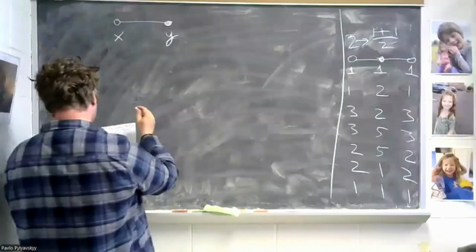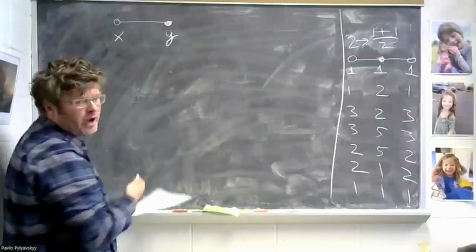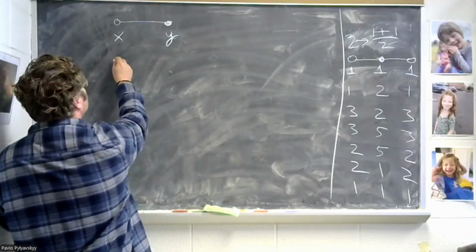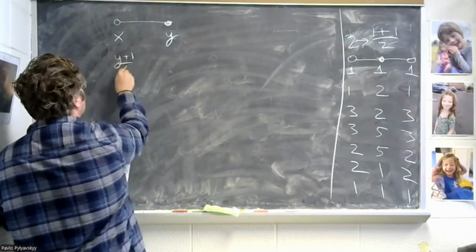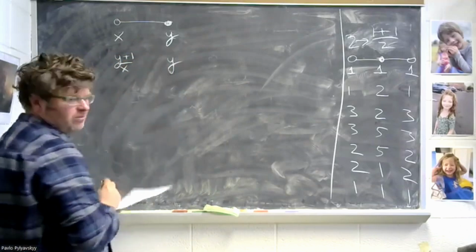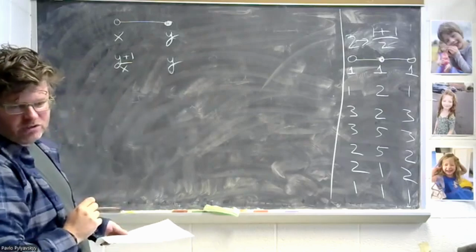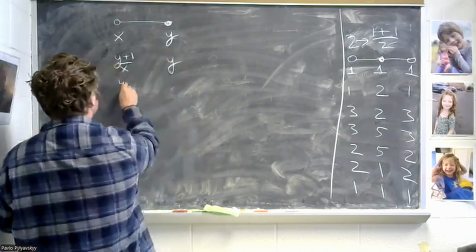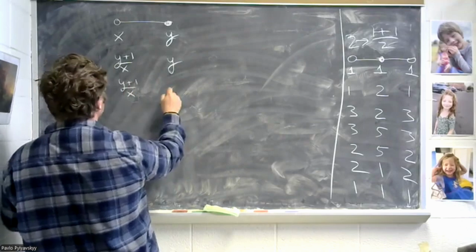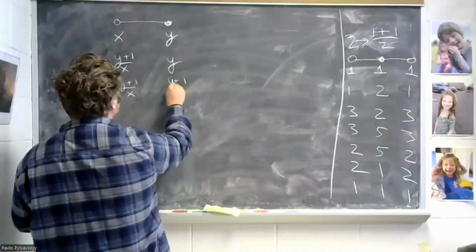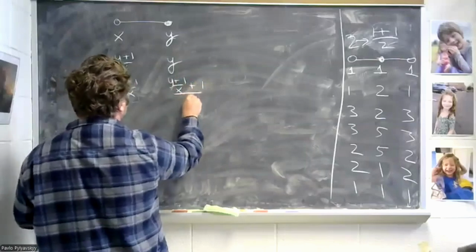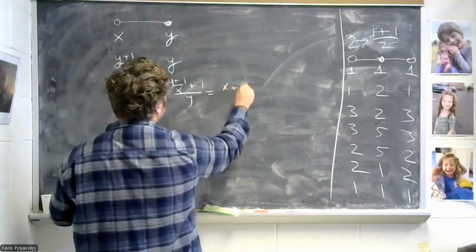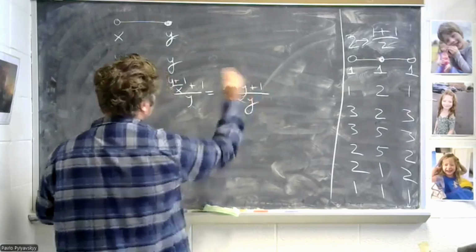First, let's start with the white one. It doesn't matter which one you start with. So first, this x will change into y plus 1 divided by x. And this y stays the same. And then now this y has to change. So this one stays the same, and y changes into y plus 1 divided by x plus 1 divided by y, which is x plus y plus 1 divided by xy.